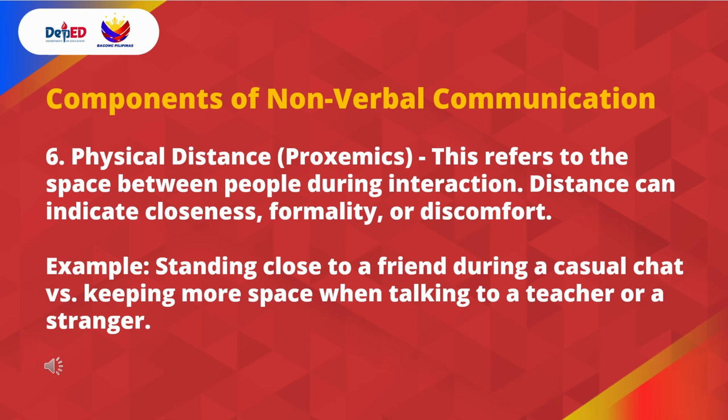Components of nonverbal communication. 6. Physical distance, or proxemics. This refers to the space between people during interaction. Distance can indicate closeness, formality, or discomfort. Example, standing close to a friend during a casual chat versus keeping more space when talking to a teacher or a stranger.